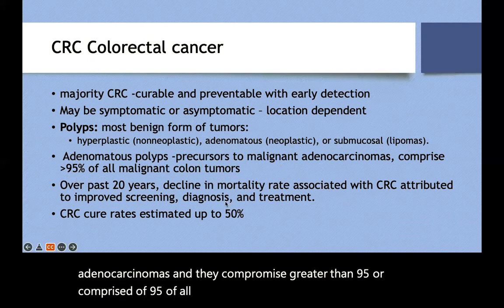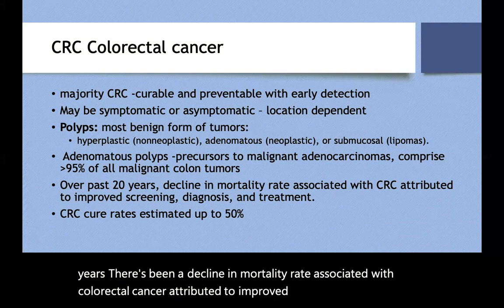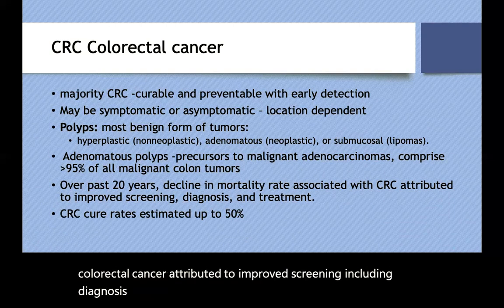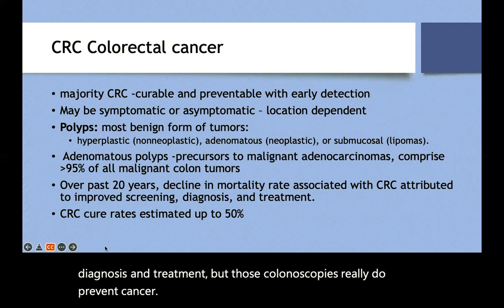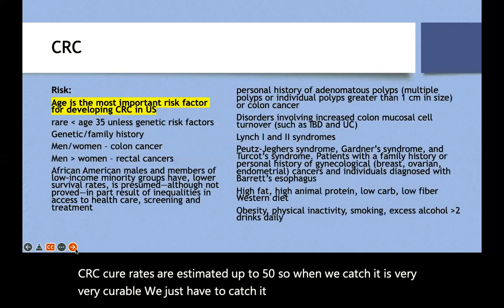Over the past 20 years, there's been a decline in mortality rate associated with colorectal cancer attributed to improved screening, including diagnosis and treatment, but those colonoscopies really do prevent cancer. CRC cure rates are estimated up to 50%. So when we catch it, it is very, very curable. We just have to catch it in time and actually go through the treatment.